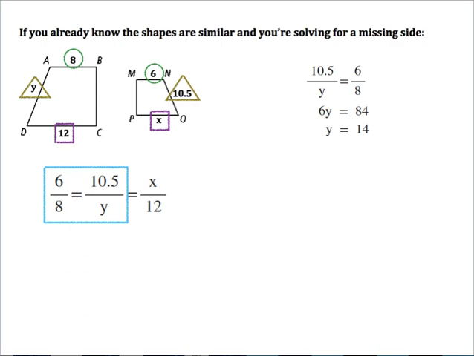I can then essentially do the same thing to solve for x. I could take the fraction that x is in and set it equal to the one fraction that had no variables in it, the 6 over 8, and then cross multiply to solve.